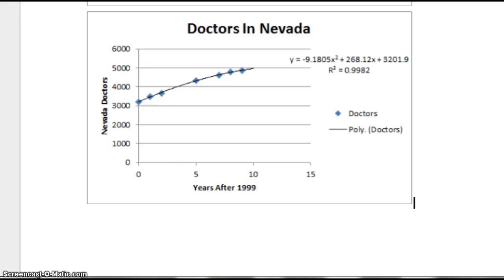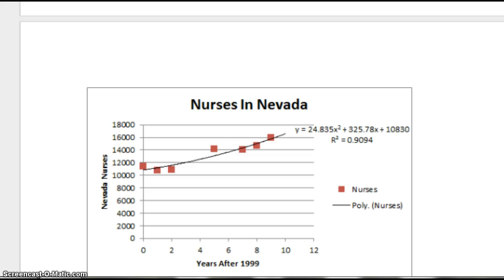I went to format, trend line, and I selected polynomial, and then the graph came up, and then I added titles and made it so the line extends out and moved the number so it's easier to see. And then I repeated those steps again for the nurses part to find nurses in Nevada.